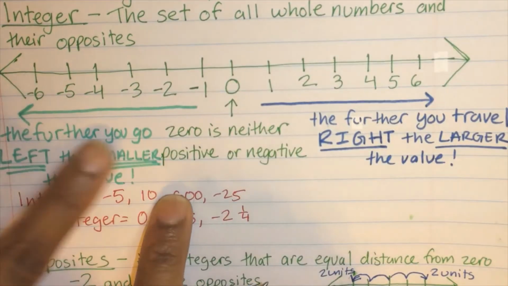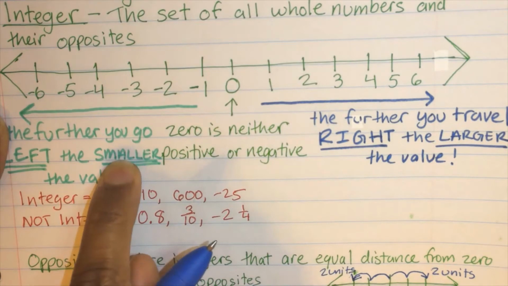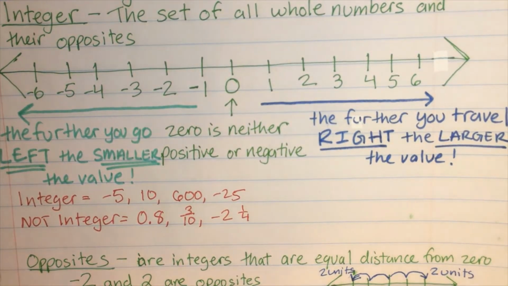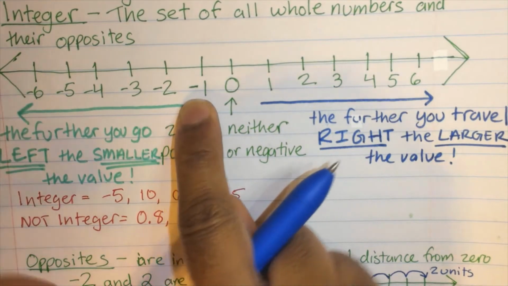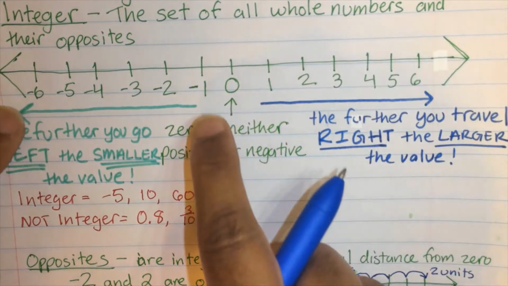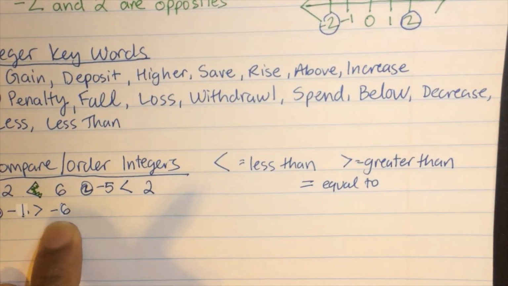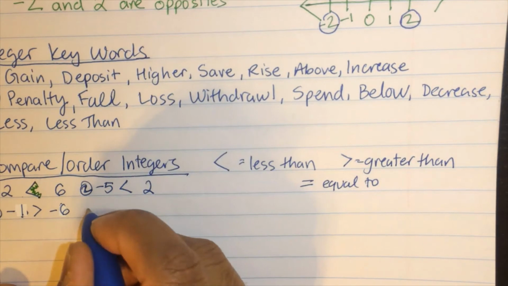So if I go further to the left, the smaller the value; further to the right, the larger the value. So Jaden said, oh, well, negative 1 is closer to positive numbers than negative 6. So negative 1 is further to the right, so it has to be the bigger number, and he's right. Negative 1 is greater than negative 6. All right, let's do 2 more.